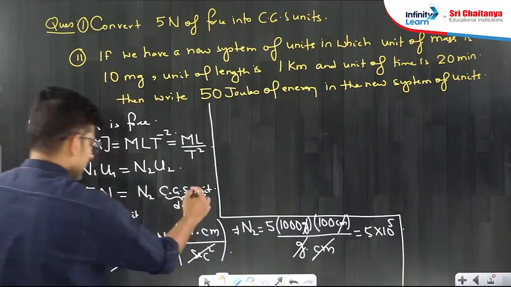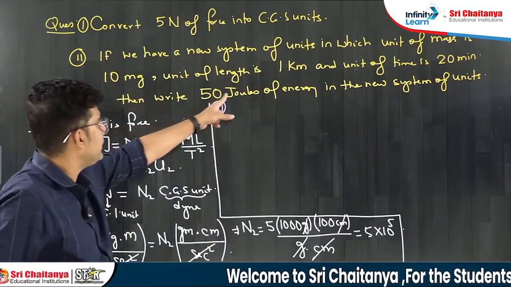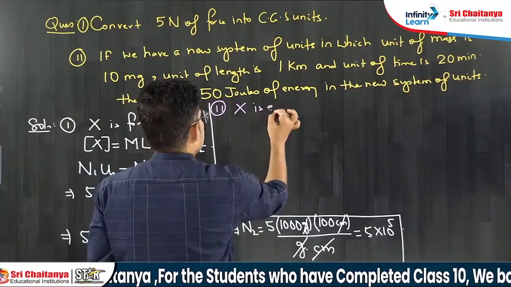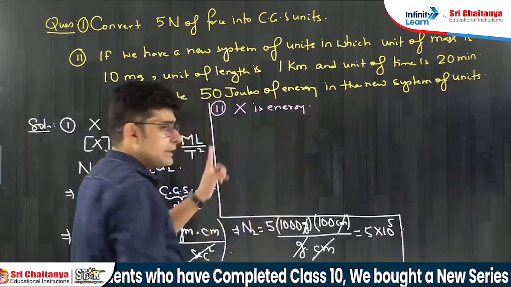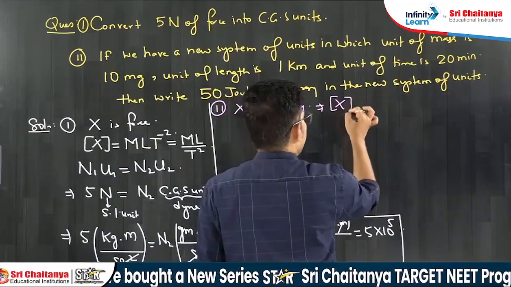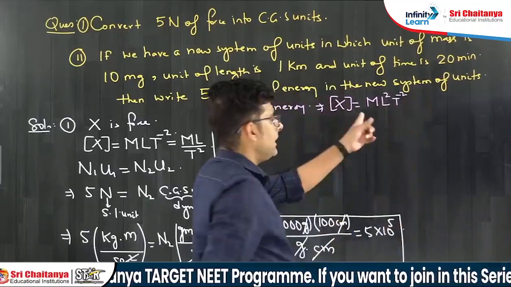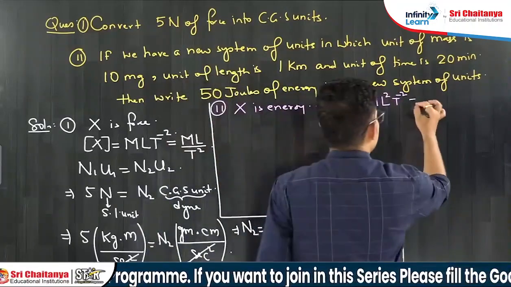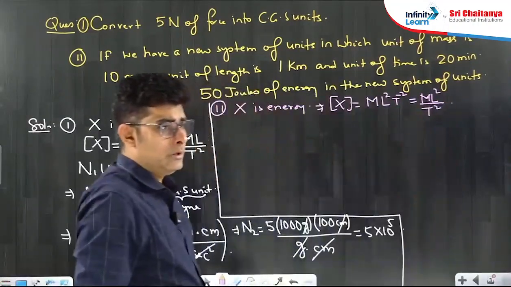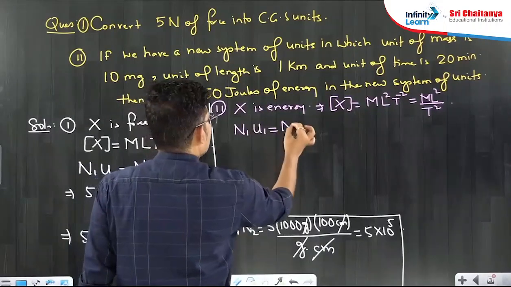If you see the second question, they are talking of 50 joules of energy, which means here X is energy. I just told you that the dimensional formula of energy is force into distance, ML^2T^-2, which is nothing but ML^2 by T^2. Now again use n1u1 equals n2u2.